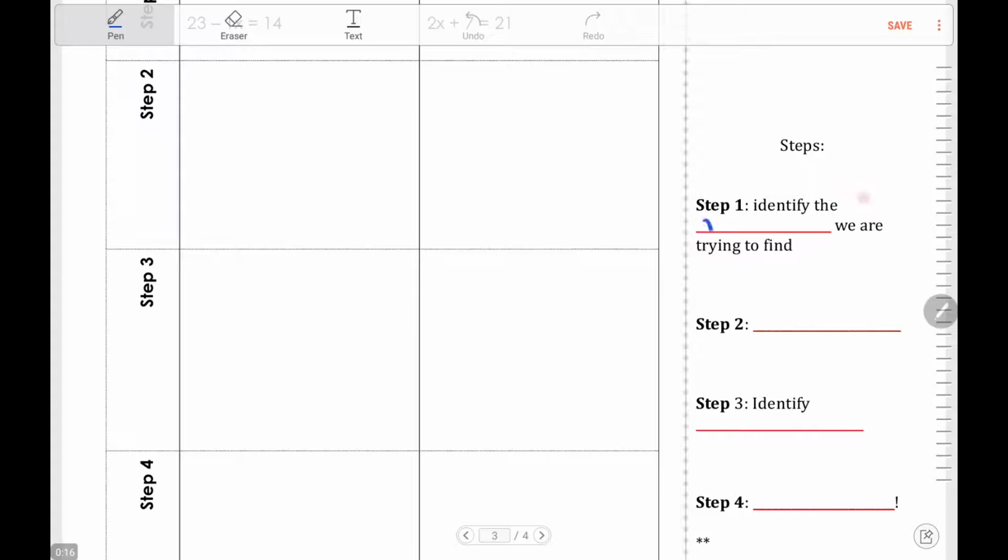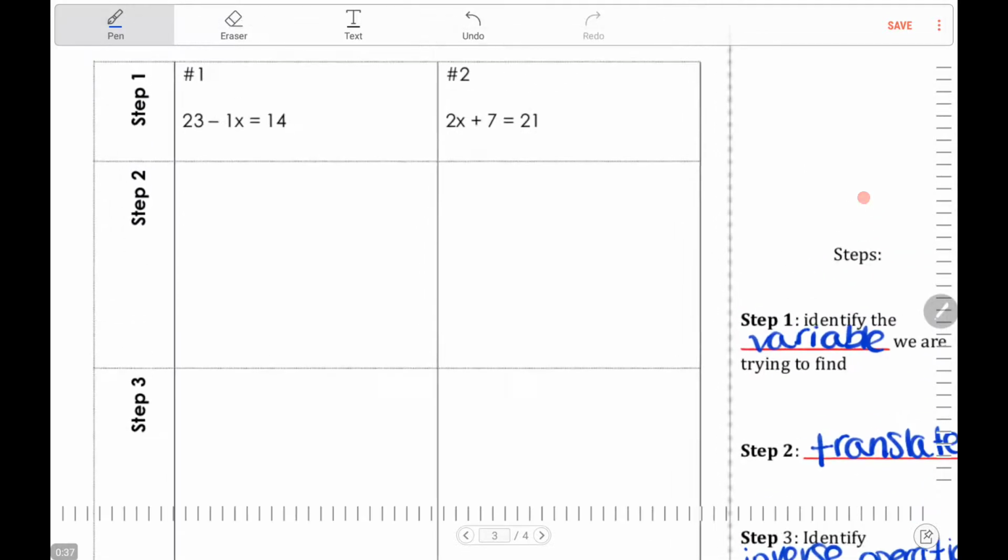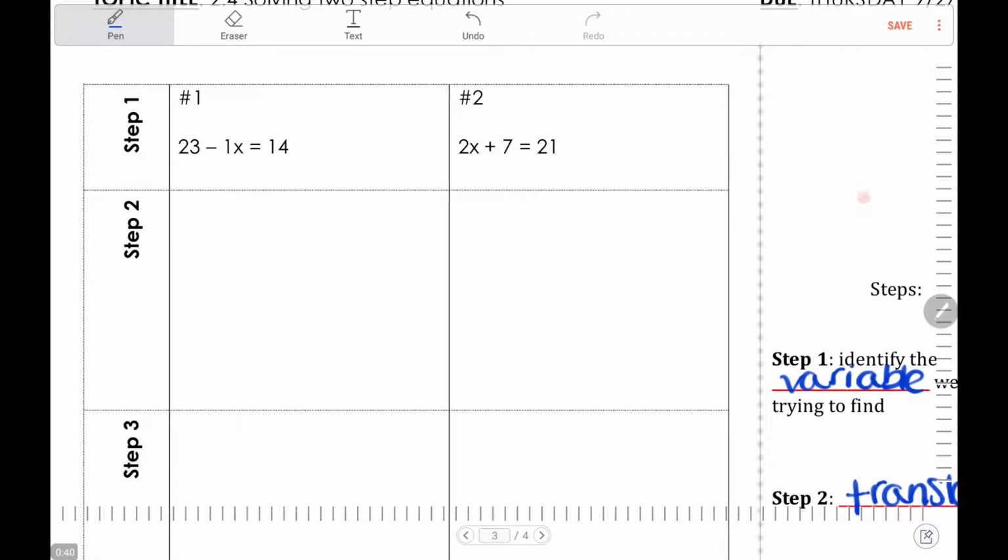We want to identify the variable we are trying to solve. And then step 2, we're going to translate the expression. Step 3, identify the inverse operations. And step 4 is to solve. Okay, so let's take a look at example number 1.